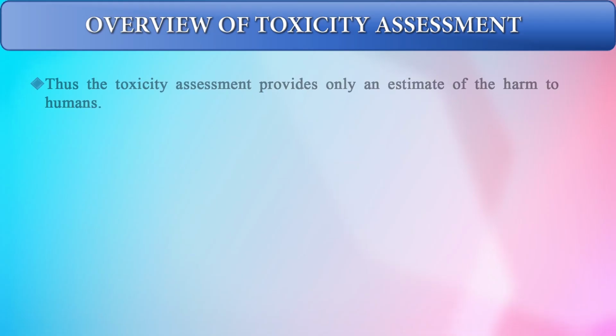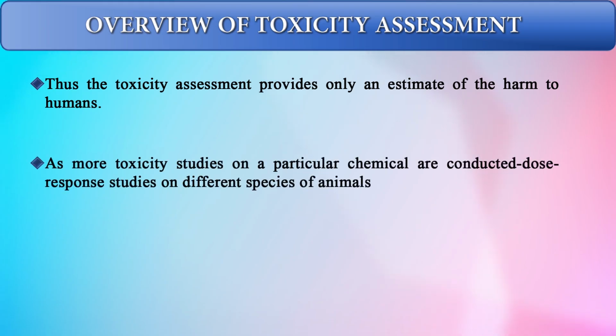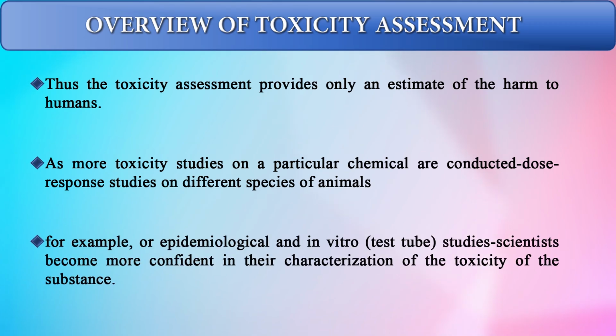Basically, toxicity assessment is based on animal studies. The degree of harm to humans must be extrapolated using mathematical models based on a variety of assumptions. Thus, the toxicity assessment provides only an estimate of the harms to humans. As more toxicity studies on a particular chemical are conducted, for example, dose response studies on different species of animals, epidemiological and in vitro studies, scientists become more confident in their characterization of the toxicity of the substance.